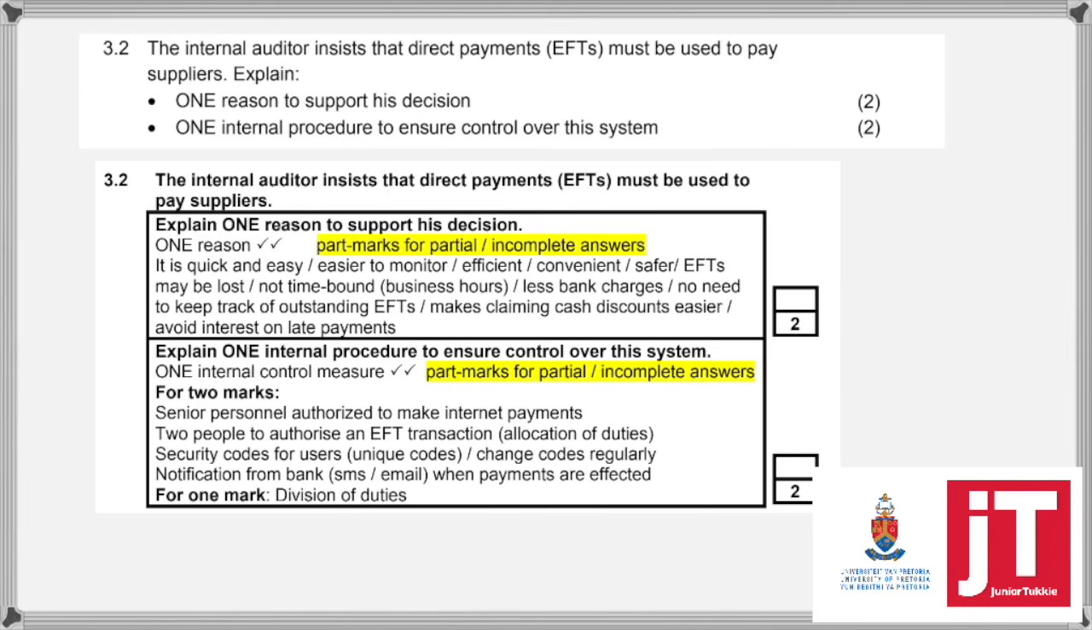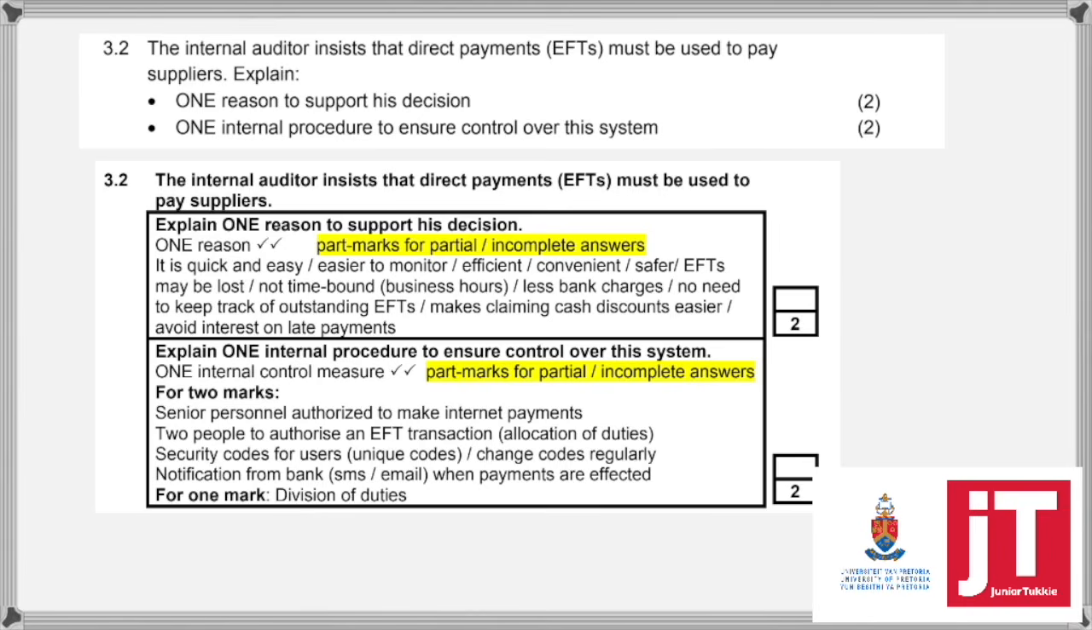If you think about EFT, electronic fund transfers, it's much quicker, easy, efficient, and convenient. I can do it at any time. I can do it from my cell phone. I can do it from my computer. I can do it at 12 o'clock at night. So there are a lot more advantages in why this is a better option to use.